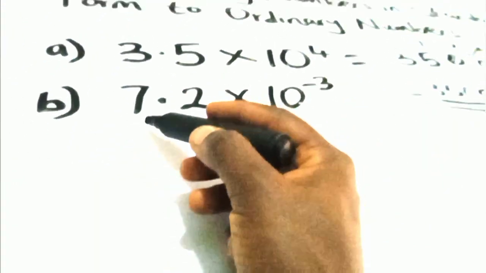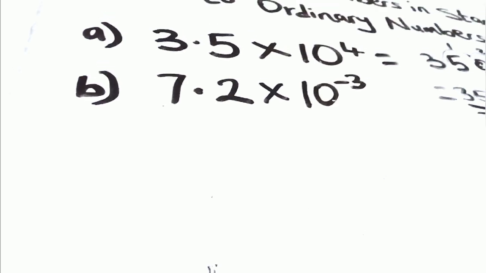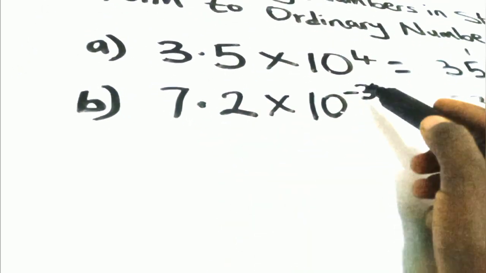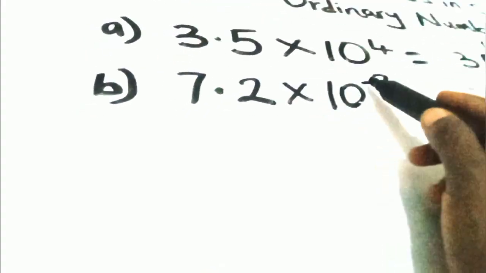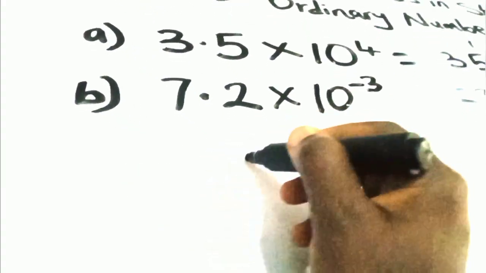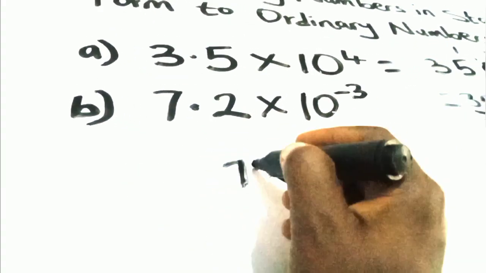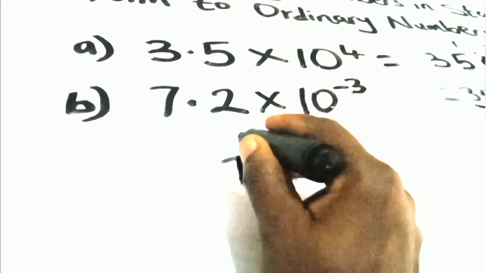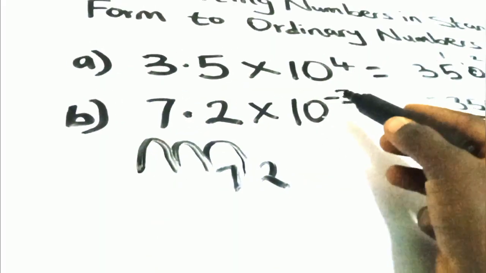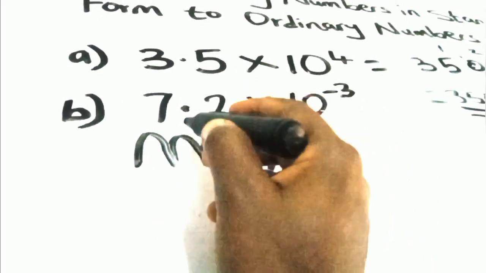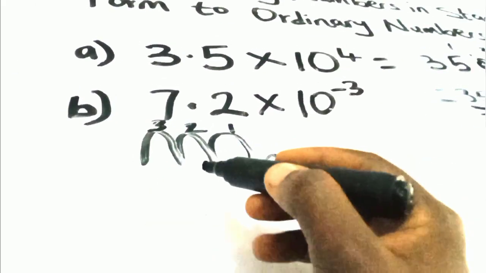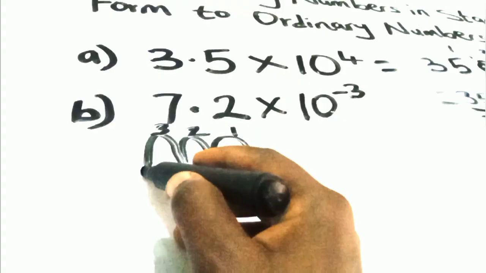Now let's take a look at the second example. 7.2 times 10 raised to the power minus 3. This is 7.2 and the power of 10 is 3, showing 3 steps, and it's a negative sign, showing that it has to move from the right to the left. So let me write it out. 7.2. I'm going to move my point to the left. 1, 2, 3. That's 3 steps.